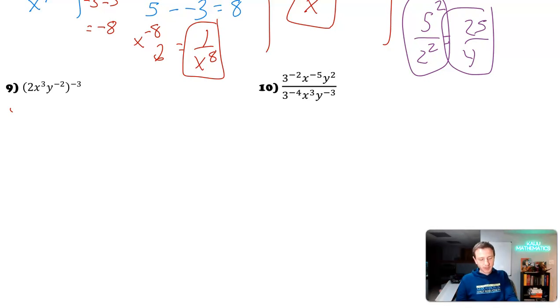So what I would do here is I would just raise everything to the negative 3. I would just multiply those exponents. So this is 2 to the first. So this becomes 1 times negative 3, which is 2 to the negative 3. And then I'd have x to the 3 times negative 3. So I'm doing 3 times negative 3, which is going to be negative 9. And then I'd have negative 2 times negative 3, which is going to be positive 6. Negative 2 times negative 3 is positive 6.